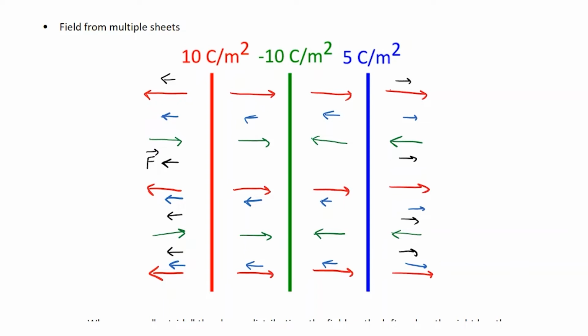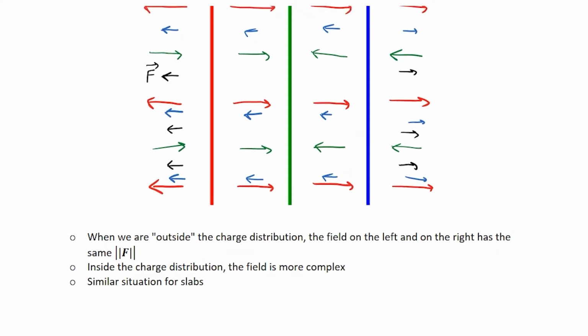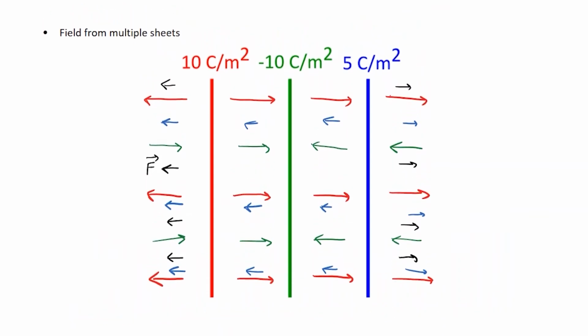So this is what I discuss here. When we're outside the charge distribution, this field on the left and on the right has the same magnitude. And this is what you can use in different problems. It's very important if, let's say, you're asked to find the field outside, you will need to make an assumption on how the field compares on the left side and on the right side. And the assumption you would be making is that the magnitude is the same on both sides.